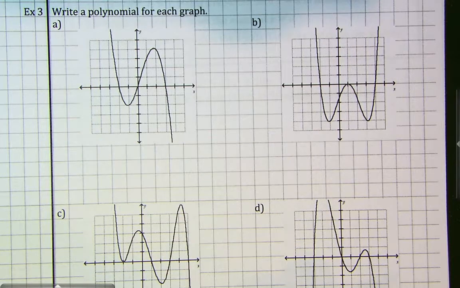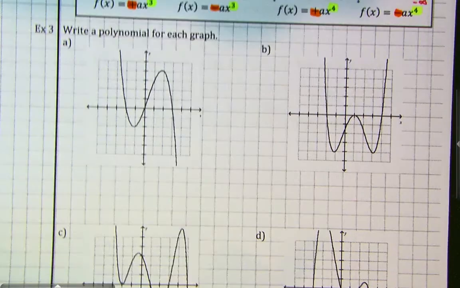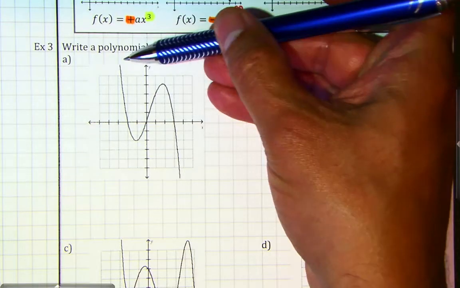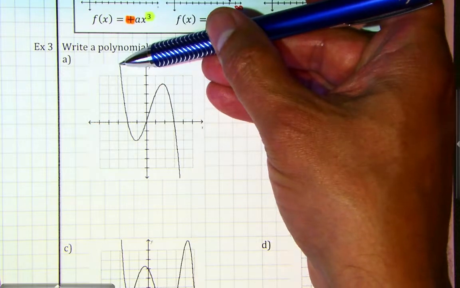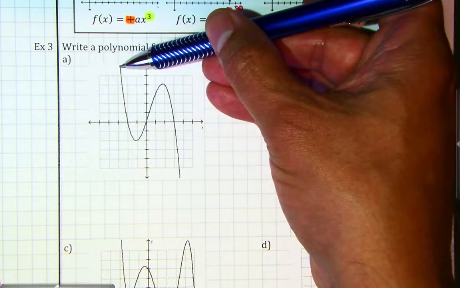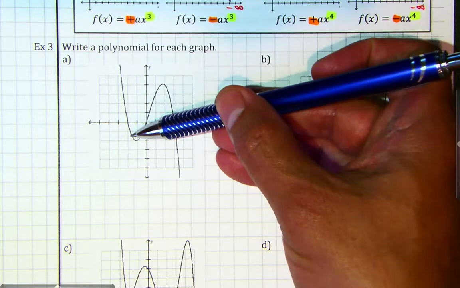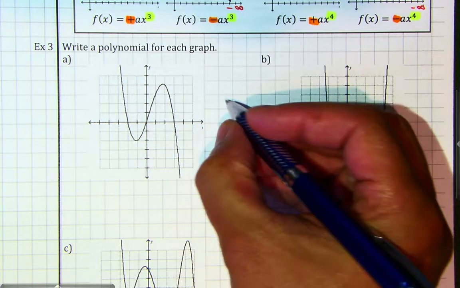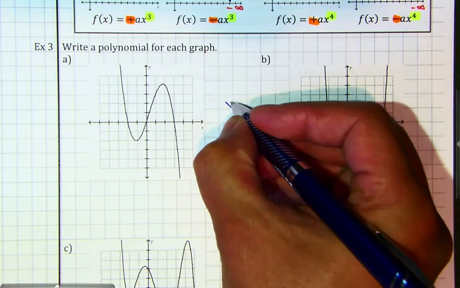So first, we need to be able to determine the degree of the polynomial. And the way we do this is that we can count the terms or how many different ways it's heading. 1, 2, 3. So therefore, this polynomial should be x to the 3rd power.